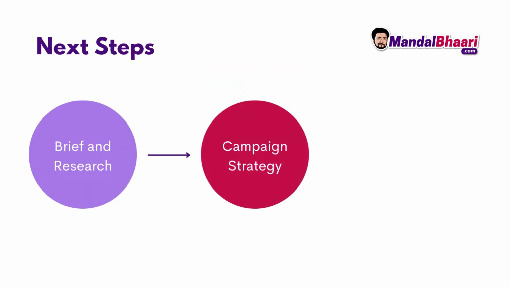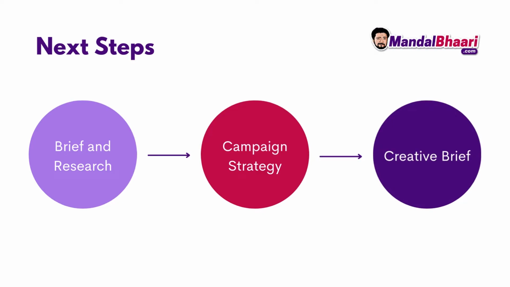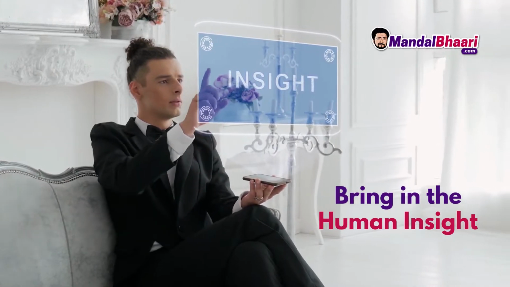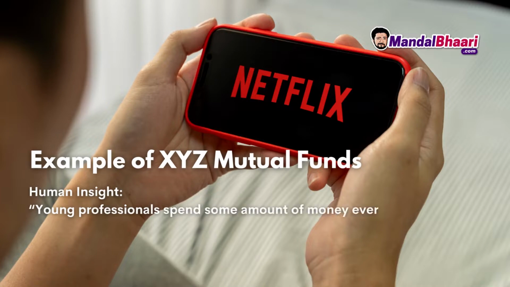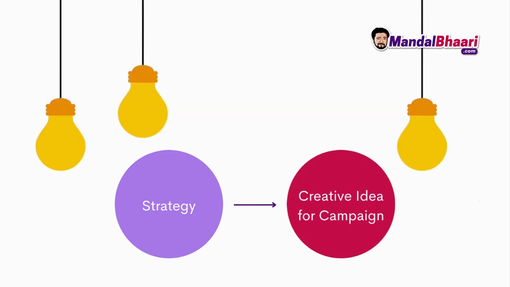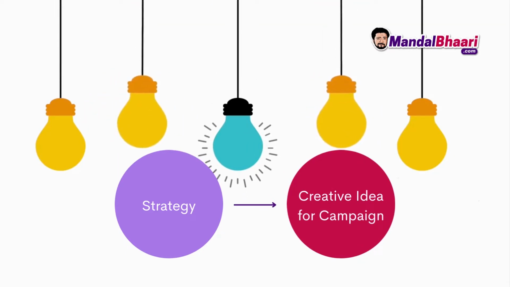Now that we have the campaign strategy, we need to design the creative brief to help the creative team bring the idea to life. This is where the key human insight comes into play. For our example, let's say the insight is, young professionals spend some amount of money every month on subscription-based services but don't use all of them regularly. Now we need to use this audience insight to turn the campaign strategy into a creative idea. This is how I do it.